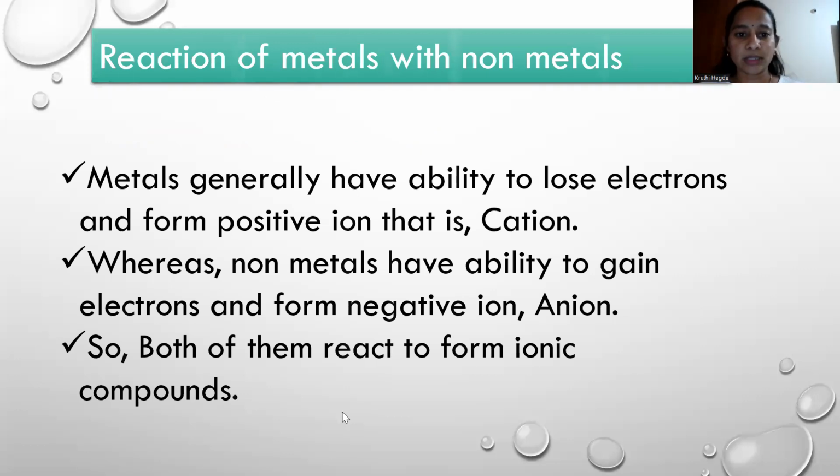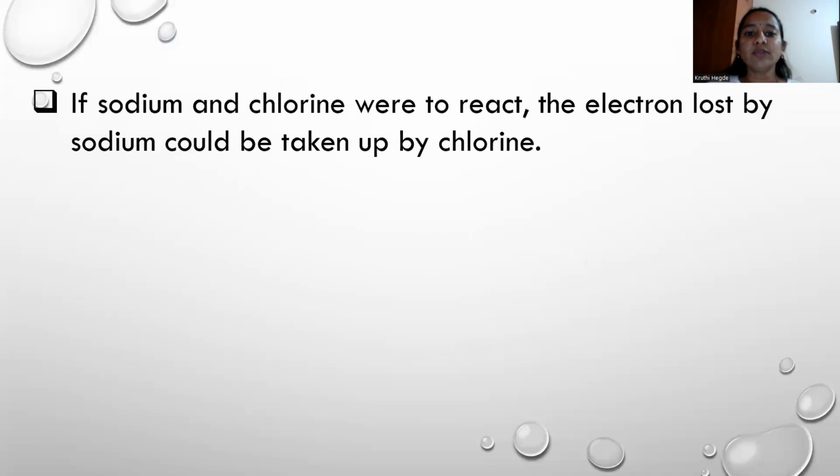Coming further, if sodium and chlorine were to react, the electron lost by sodium could be taken up by chlorine. Just now we have seen sodium has one extra electron, whereas chlorine is in need of one electron. So there comes a give and take policy. Sodium will give one electron and chlorine will take one electron. Hence the bonding gets formed, that is the ionic bond.